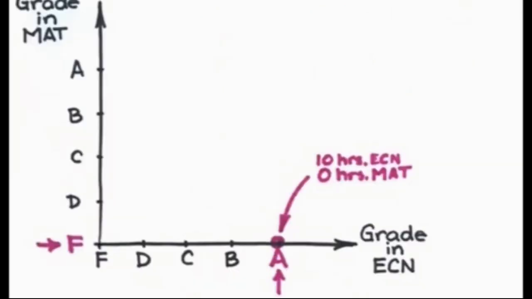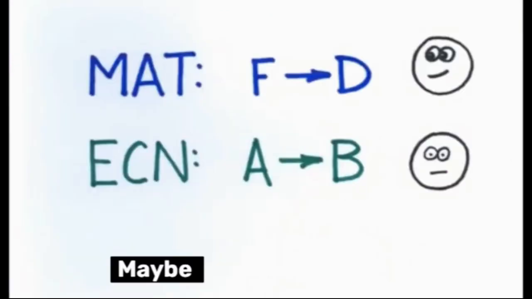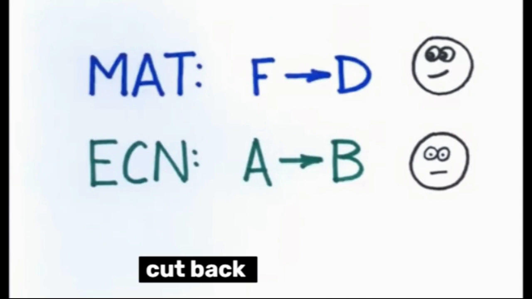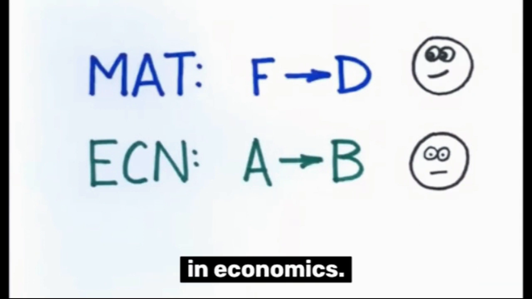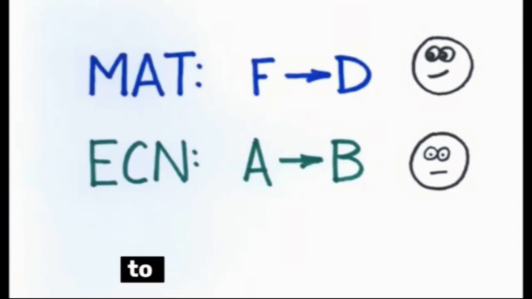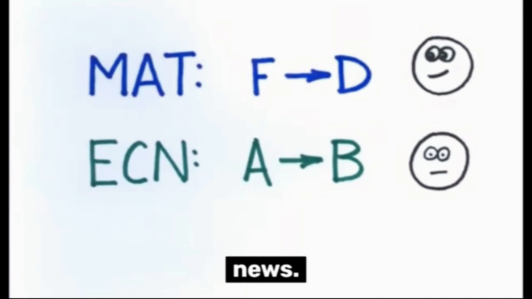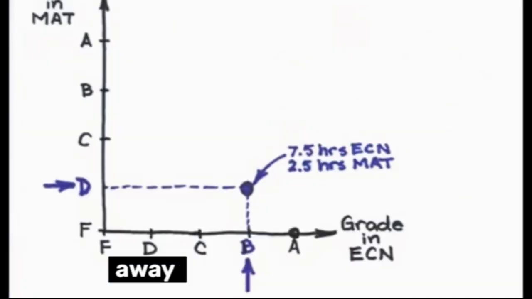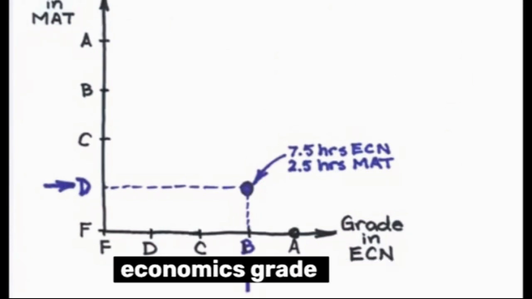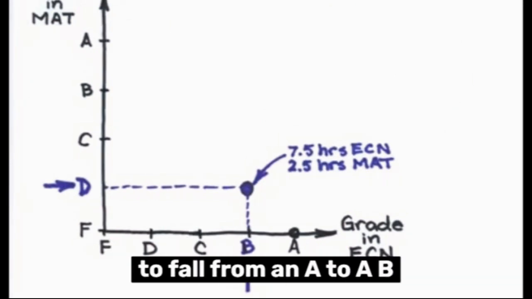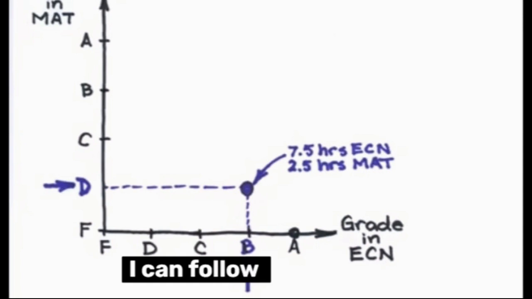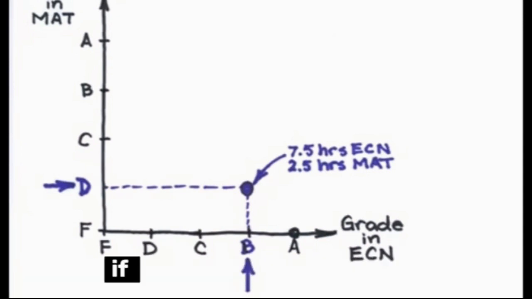This is our first point on the graph. What if you begin to spend a little time each week on math? Maybe you start spending about 2.5 hours on math and cut back to 7.5 hours in economics. Well, the math grade is going to go up, and that's good news. Now you're at least getting a D in math. But because you took time away from economics, the economics grade is going to fall from an A to a B. And so on. I can follow this pattern.